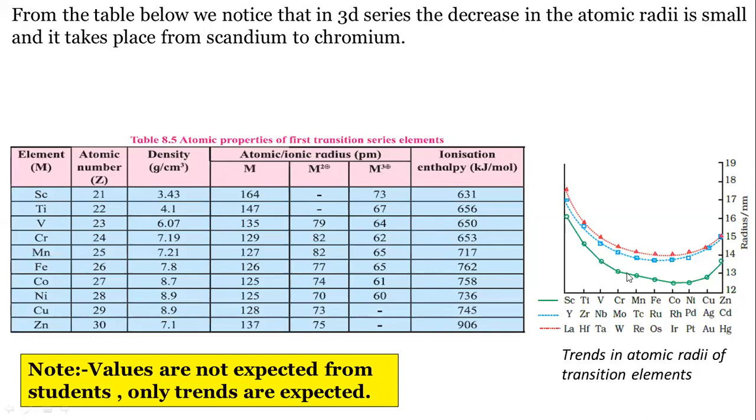Only this is expected to write: why initially it decreases and then it becomes constant, and at the end why it increases. So this is expected. These values and these graphs are not expected. That's why it is written here. One note is given, values are not expected from the students, only the trends are expected. So don't remember these values, don't remember this graph. This graph is shown only for your understanding purpose.